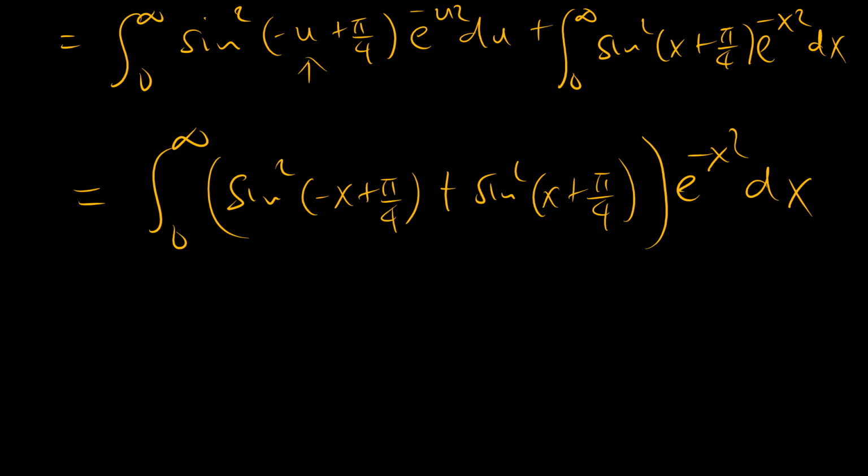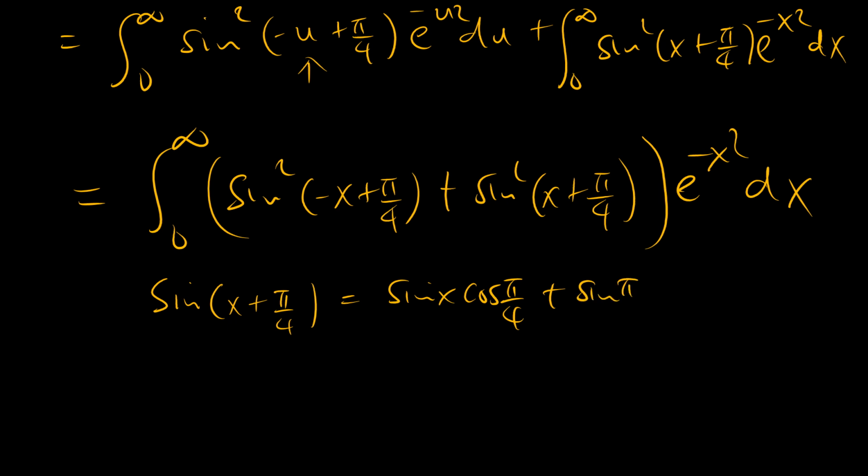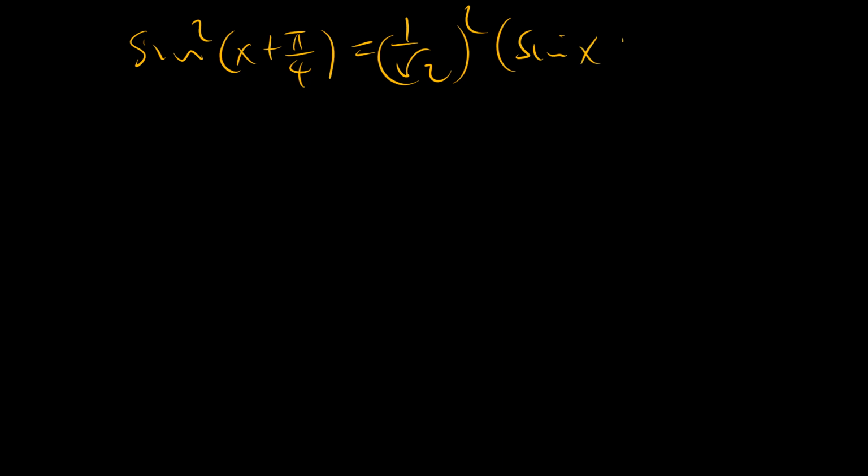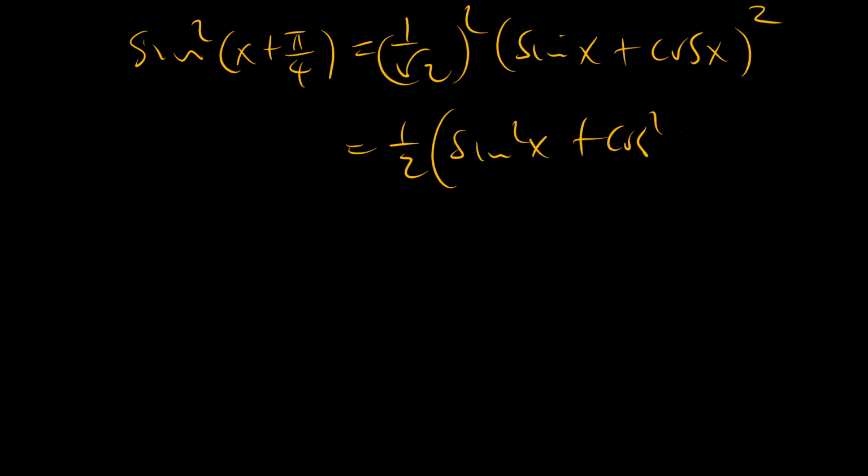It's important to know that sine of (x plus pi over 4) is equal to sine x cosine pi over 4 plus sine pi over 4 cosine x, which is equal to sine x times 1 over root 2 plus 1 over root 2 cosine x, which is the same as, we can pull 1 over root 2 out, sine x plus cosine x, meaning that sine squared of (x plus pi over 4) is the same as 1 over root 2 squared times (sine x plus cosine x) squared, which is a half times (sine squared x plus cosine squared x plus 2 sine x cosine x), right?